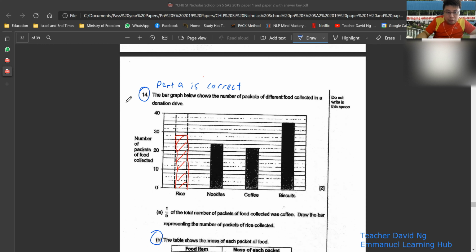Okay, then after that, the graph below shows the number of packets of different food collected in a donation drive. So rice, I collected 28 packets. How do I know it's 28? Because 5 gaps is 10. Always look at here. 5 gaps is 10, so 1 gap is 2. Always figure out how many 1 gap represents. This one is 1 gap away, right? So 28.